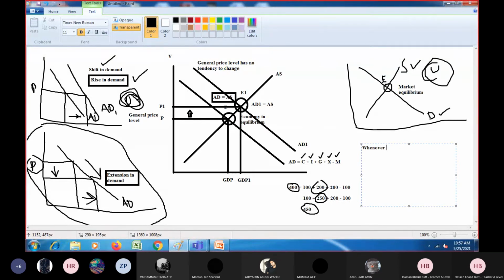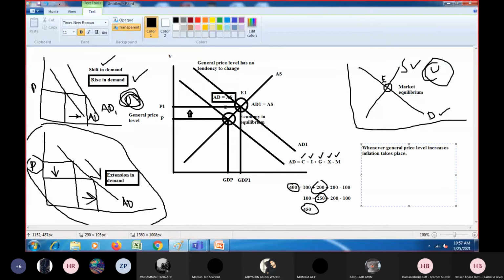Whenever general price level increases, inflation takes place. Although we are yet to study the topic of inflation, it was important to tell you something about it. Whenever the general price level increases, what does it mean? It means prices of all the goods and services, or prices of the majority of the goods and services produced in a country, are increasing. So we call it inflation.